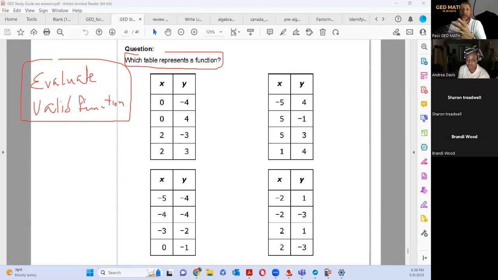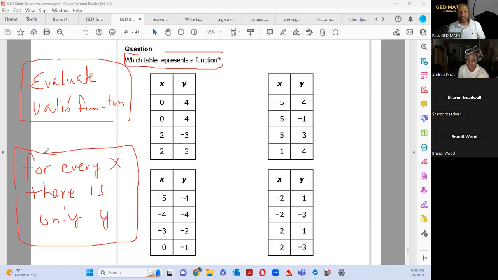Is this table a function? All you have to remember is, for every X, there's only one Y. Keep saying it until it's programmed in your head. For every X, there's only one Y. So in A, let me change my color real quick. I'm going to call this A, this B, this C, and this D. For every X. So in A, how many X's do you have?